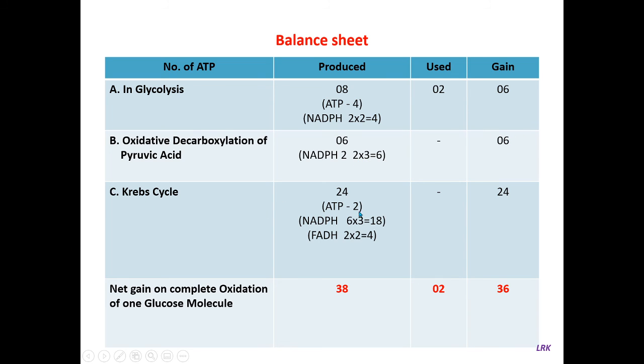And in the Krebs cycle, a total of 24 ATP is formed: 2 ATP directly, and for each acetyl coenzyme A, 3 NADH. So for two molecules of acetyl coenzyme A, a total of 6 NADH, 6 into 3 equals 18. And for each FADH, 2 ATP, so for 2 FADH, 2 into 2 equals 4 ATP. A total of 20 plus 4, 24. 24 plus 6, 30. 30 plus 6, 36 ATP as the net gain by oxidation of one glucose molecule.